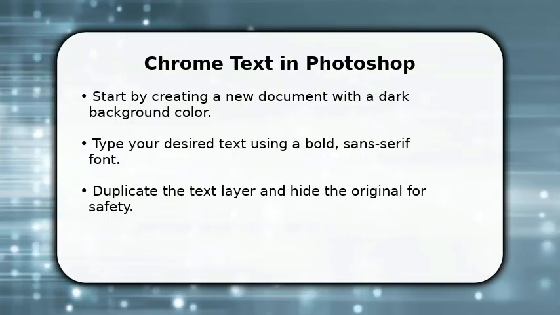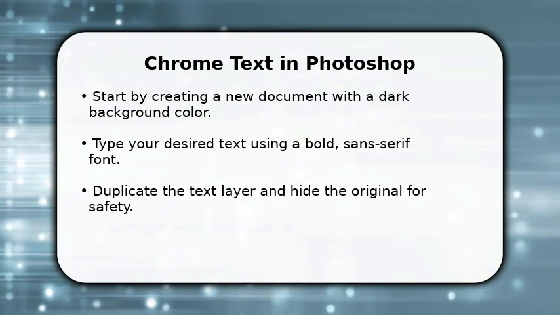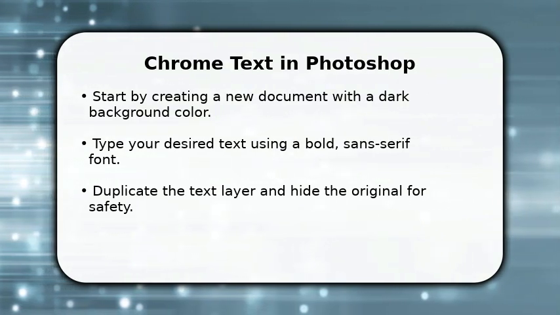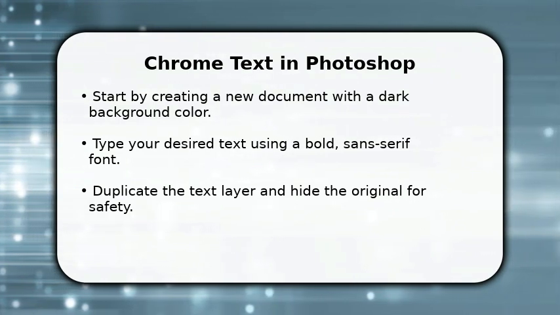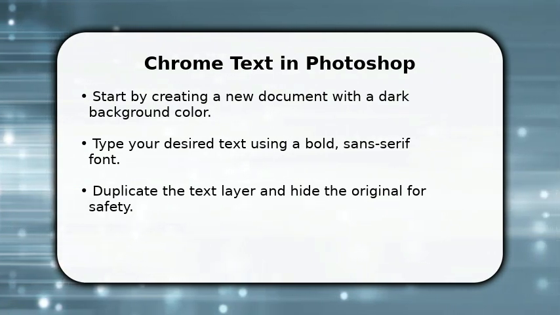In this video, I will show you how to chrome text in Photoshop. First, open Photoshop and create a new document. Choose a dark background color, like a deep blue or black, to make the chrome effect stand out.